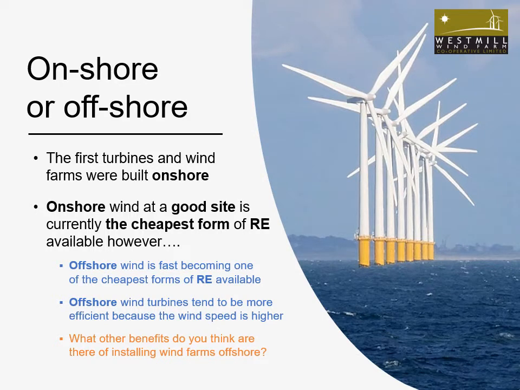So we've talked in previous lessons a little bit about the difference between onshore wind, that's wind turbines sited on land, and offshore wind, those that are sited out at sea. Interestingly, onshore wind at a good site, just like ours at Westmill, is still currently the cheapest form of renewable energy available. However, in recent years, the UK government has been investing in offshore wind. Offshore wind farms are more expensive to set up. However, our knowledge of the technology, materials, construction and installation processes is growing fast, and the price is starting to come down. What's more, offshore wind turbines tend to be more efficient because the wind speed is much higher out at sea. What other benefits do you think there are of installing wind farms offshore at sea?